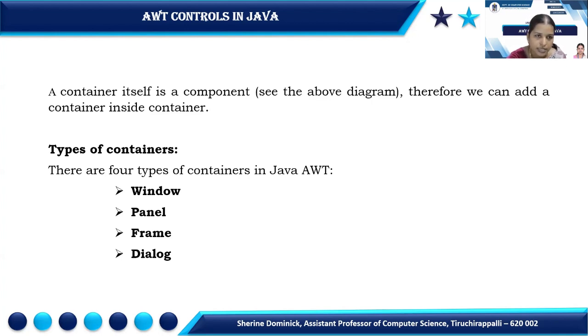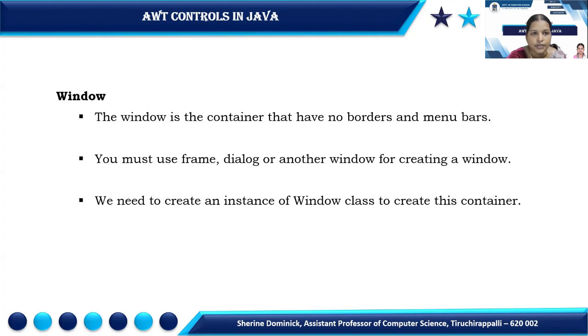Now next, let's see what are the different types of containers. There are 4 types of containers in Java. The first one, window. The second one, panel. The next one, frame. Finally, we have dialog.